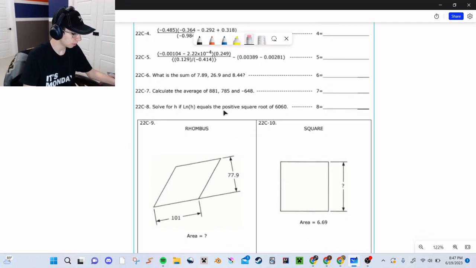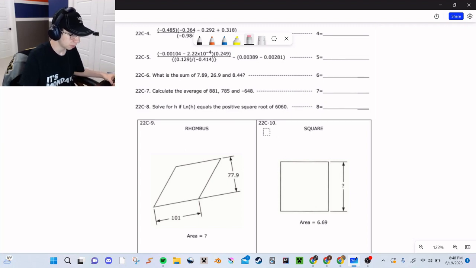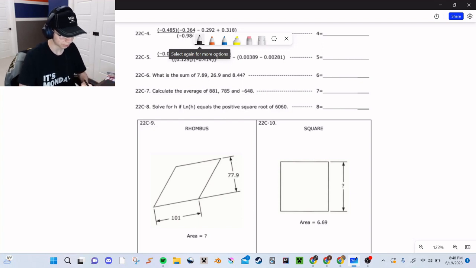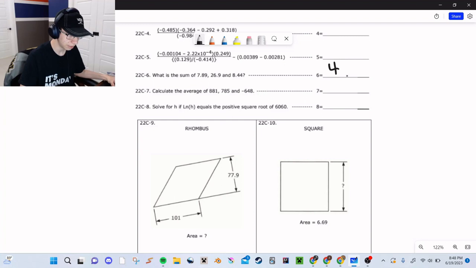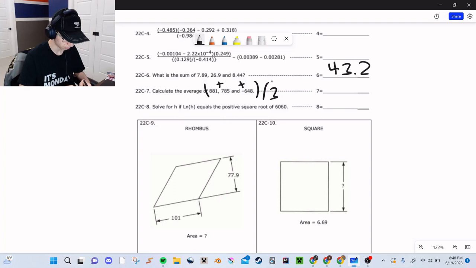Okay, so we're just going to be doing the word and geo questions here. Okay, so number 6. You'll just add these on your calculator. Not anything too complicated here. Get the average of these for number 7. Just add them, divide by 3. $339.